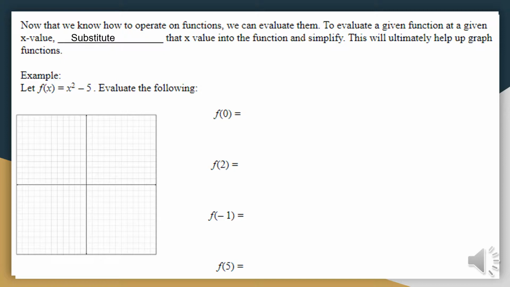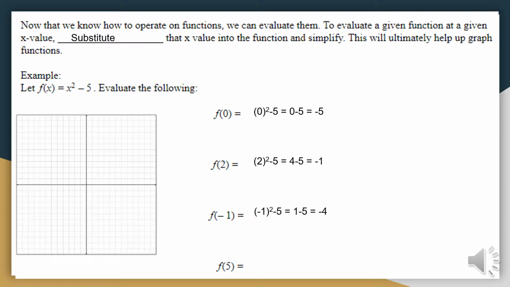So if I want to evaluate f of 0, everywhere I see an x, I'm going to put a 0. So my new equation would be 0 squared minus 5. 0 squared is just 0, minus 5 would give us negative 5. F of 2 means that everywhere I see an x, I'm putting a 2. So now I have 2 squared minus 5, which comes out to be negative 1. For f of negative 1, I have (negative 1) squared minus 5, which becomes negative 4.